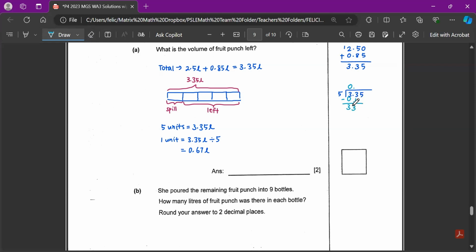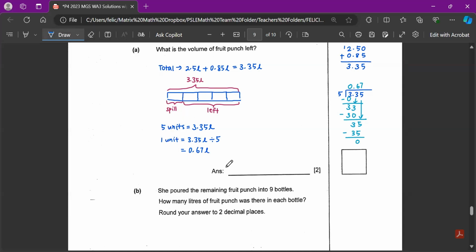So repeat the same 4 steps. 33 divided by 5. You have a 6. 6 times 5 is 30. Bring down the next digit. Repeat again. 35 divided by 5 is 7. 7 times 5 is 35. Okay, and that's how you get 0.67 liters here.